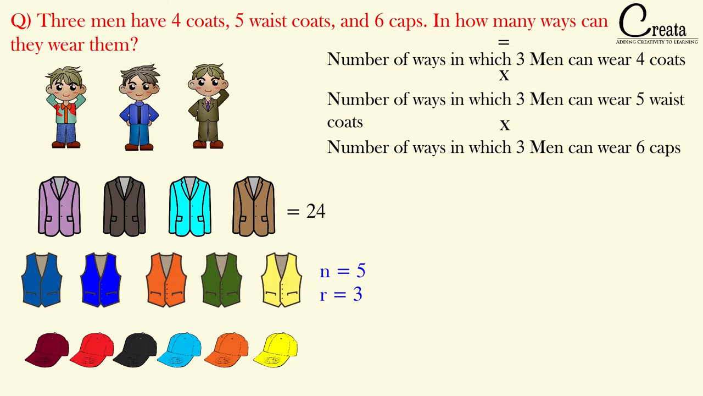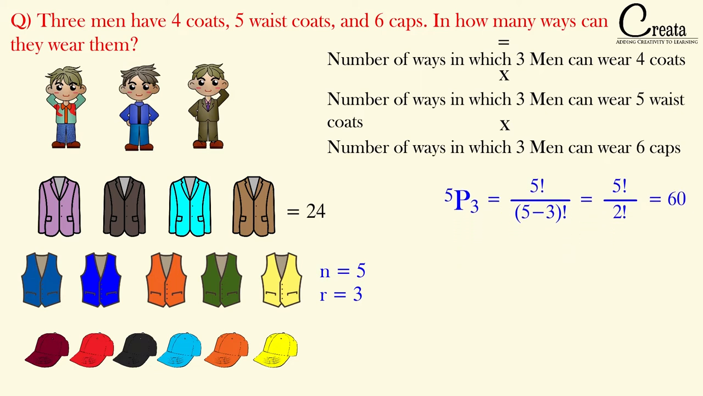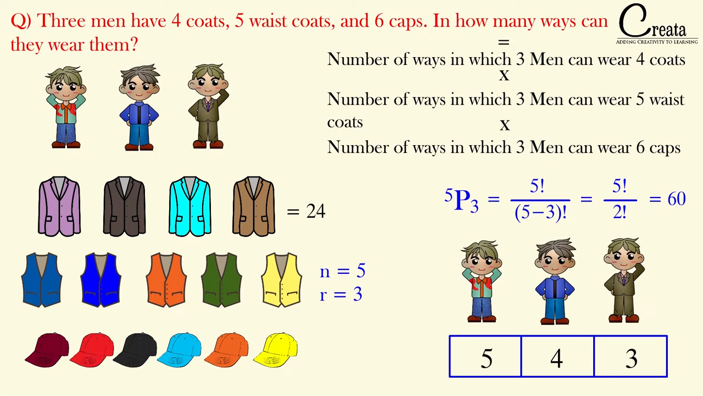So again, we will use the formula of the permutation, that will be equal to n factorial upon n minus r factorial. Let's put the value. We got the answer as 60. Okay. You can also use the fundamental principle of counting. That will be 5 into 4 into 3. Got it?